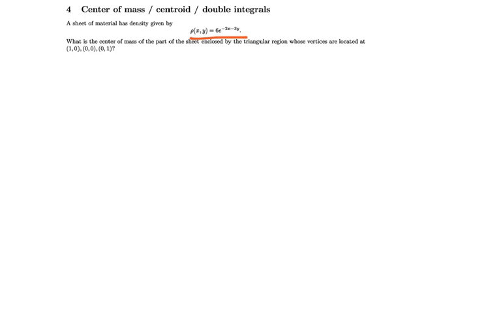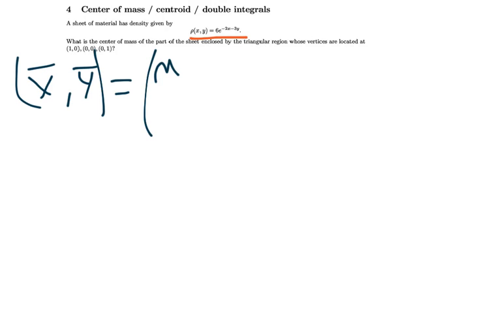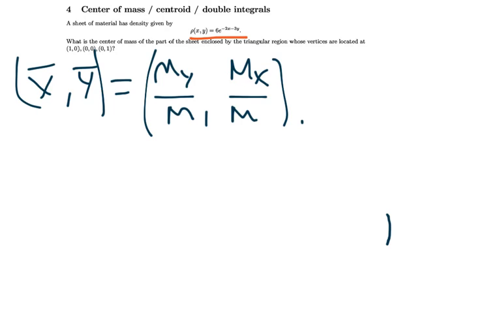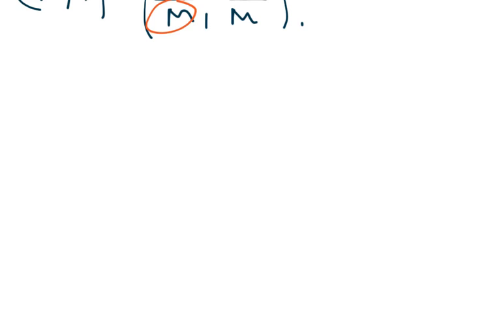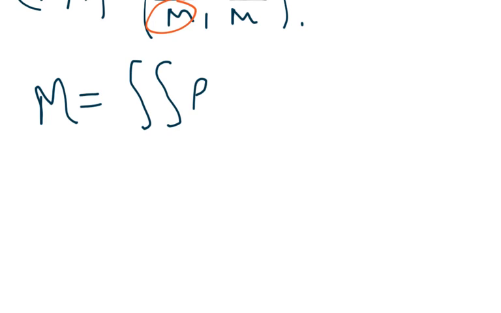And to do this, we remember a couple of definitions. What we want is this coordinate x bar, y bar, which is given by My over m and Mx over m. And so what we're going to need really in each step is m. So we're going to start by finding m, and m is given by, well, it's the double integral over a region, rho of xy dA.